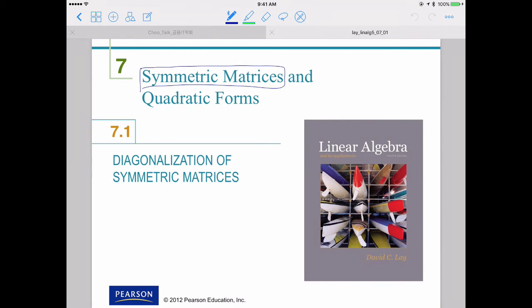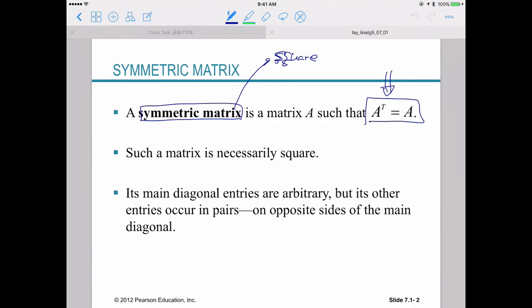Okay, so we will probably cover only the first section of this chapter 7. We are talking about the symmetric matrix and its diagonalization, or eigendecomposition.